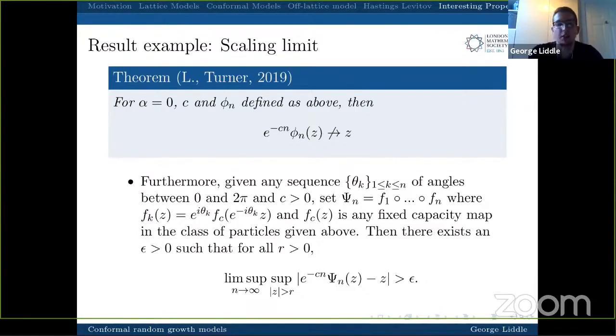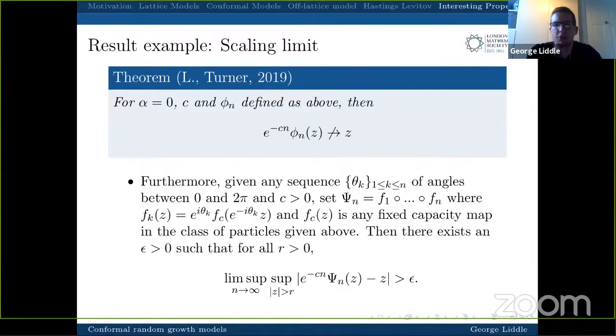further than that and say that not only do you not get a disk, if the particles are of a fixed capacity and the maps themselves are of the form that we gave at the start, then there's actually no possible sequence of angles that you can pick. So you can pick whichever angle you want to attach to at each point, and you will still not be able to get convergence to a disk.